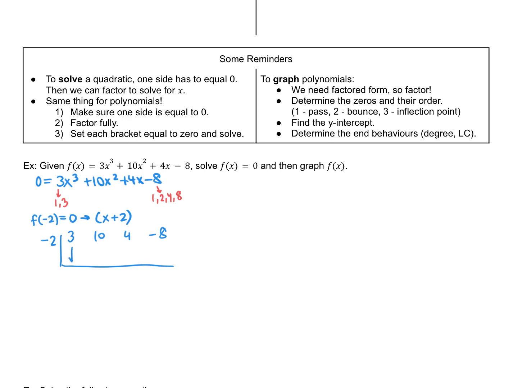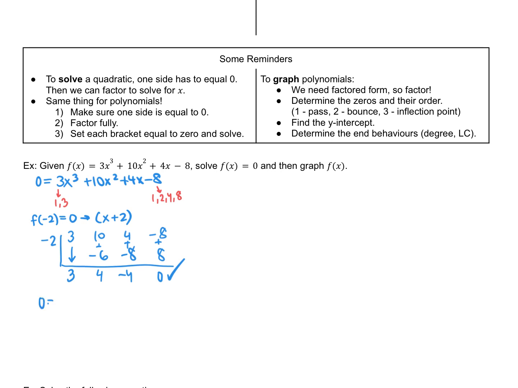and now let's divide. Drop the 3 down. 3 times -2 is -6. Add these up and you get 4. 4 times -2 is -8. Add these up, you get -4. -4 times -2 is +8. Add these up, you get 0. That's your clue that you've done this correctly. You found the correct factor because the remainder is 0.